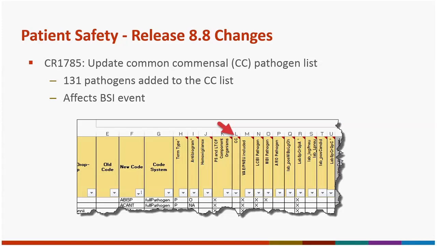The next one, 1785, was to update common commensal pathogens. I think 131 pathogens were added to the common commensal list, and it also only affects the BSI event.